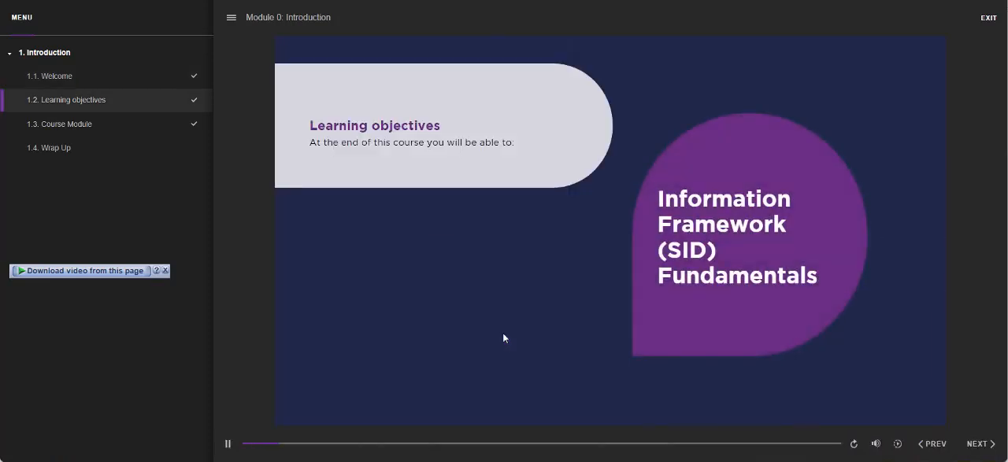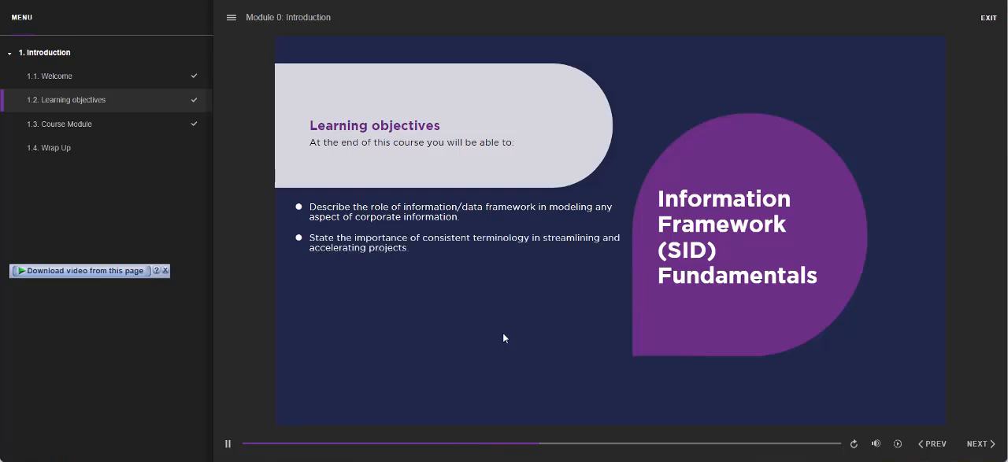At the end of this course, you will be able to describe the role of information and data framework in modeling any aspect of corporate information. State the importance of consistent terminology in streamlining and accelerating projects. Relate how the information framework eases the ability to bring offerings to market due to flexibility of a common information model.